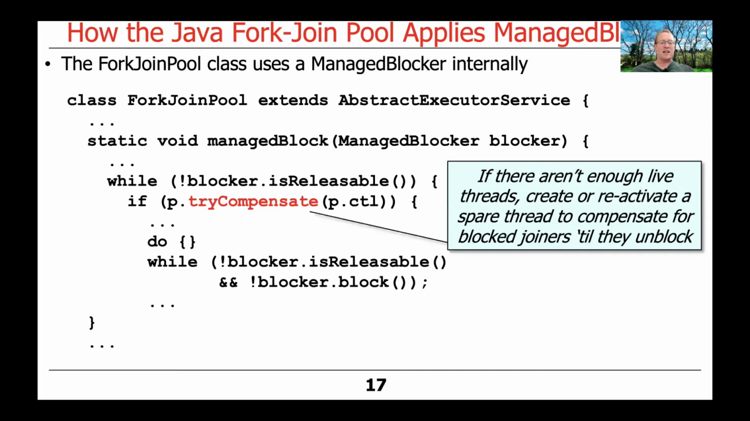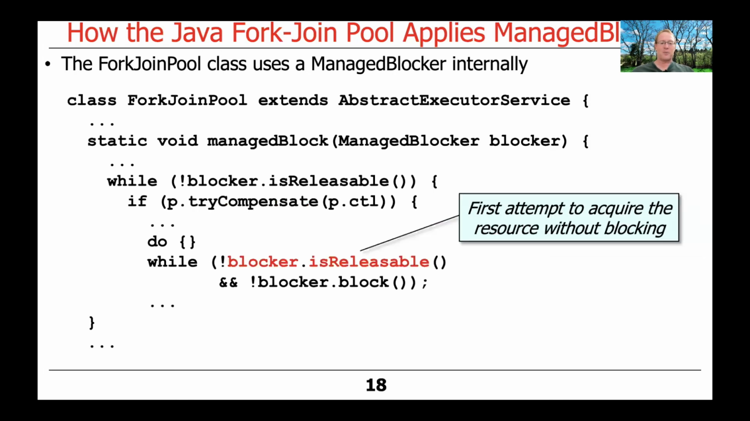And the way it works, you can see that within this while loop, it's checking the ManagedBlocker parameter to see if it's releasable or not. And if it's not releasable, it makes a call to a method that's known as tryCompensate. And what tryCompensate does is, if there aren't enough live threads, it'll create or reactivate a spare thread to compensate for the fact that we're about to block until we unblock, at which point that thread is now a candidate for termination if it's not used in short order.